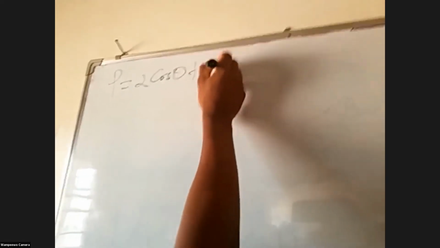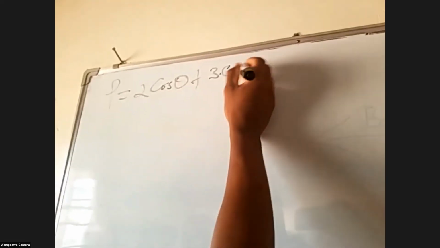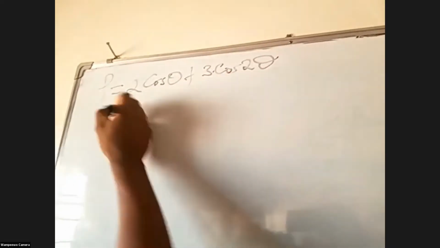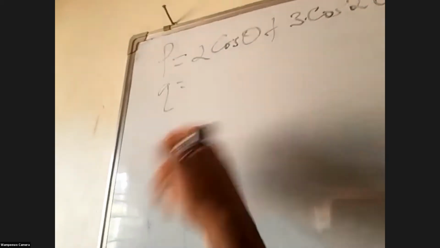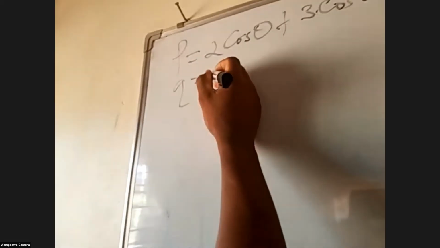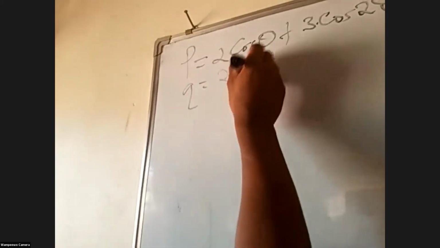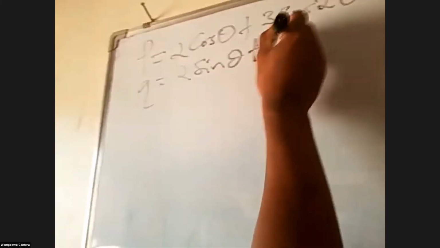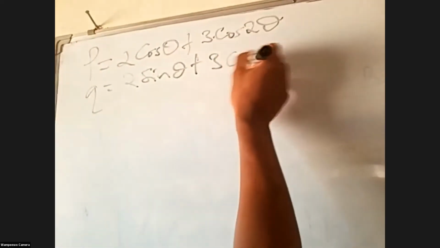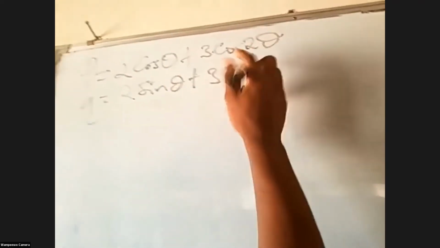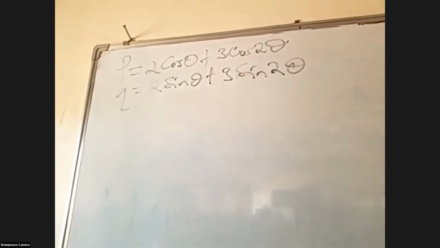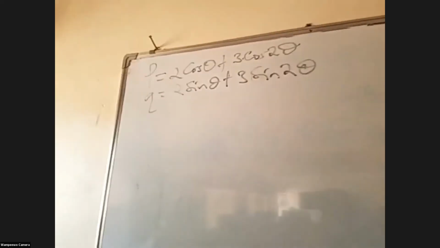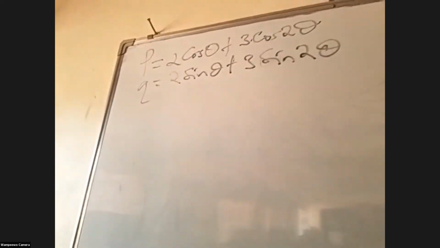P equals 2 cos theta plus 3 cos 2 theta, and Q is equal to 2 sine theta plus 3 sine 2 theta. They wanted us to find the greatest and least values of P squared plus Q squared.